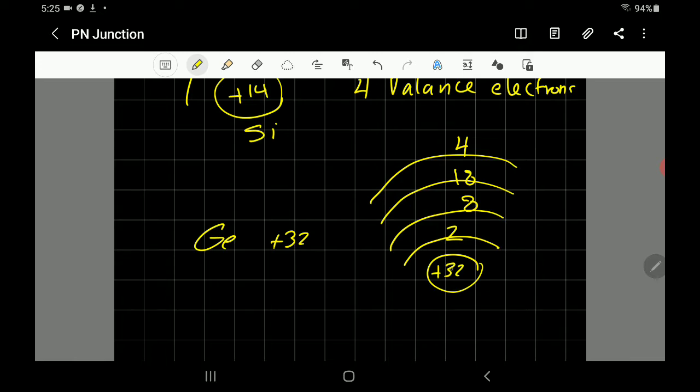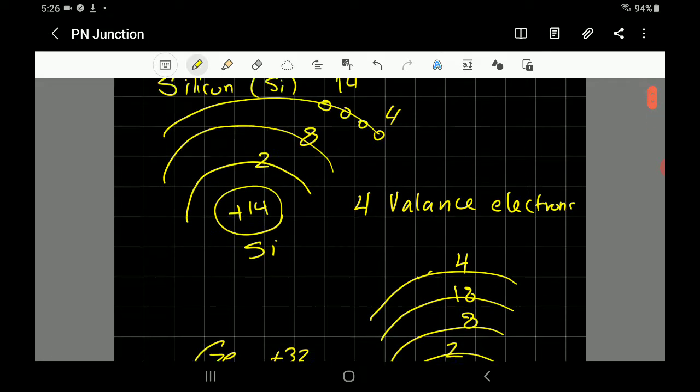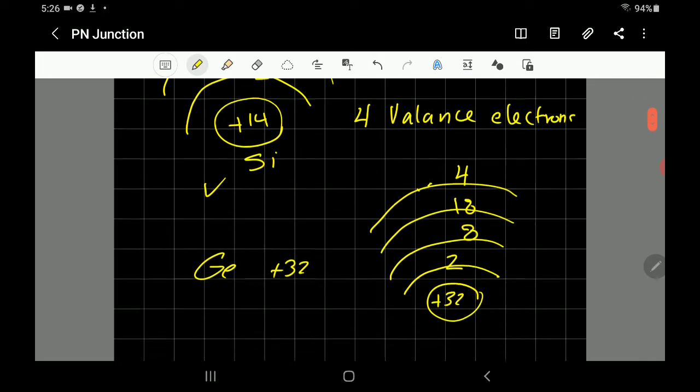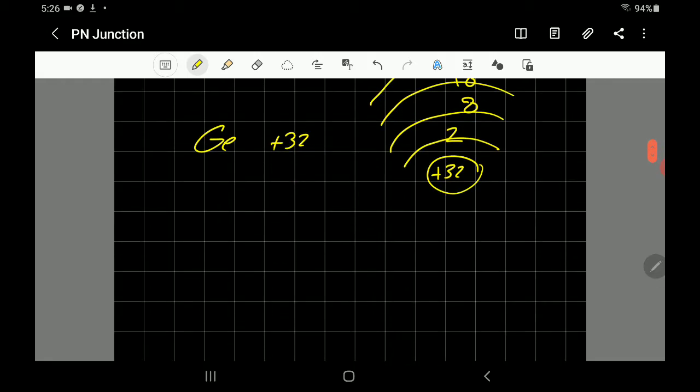That's why germanium is considered to be unstable at higher temperature, because as we know, temperature gives energy to one or two, whatever, of the valence electrons to become free electrons and cause conduction. So we don't want to have an unstable material. That's why silicon is most of the time used as the semiconductor material.